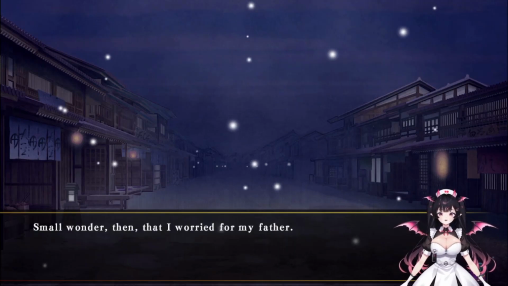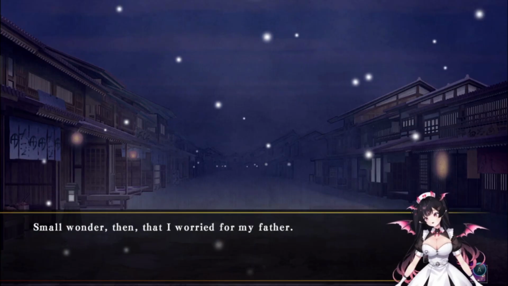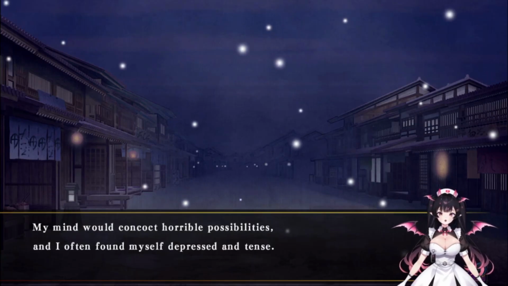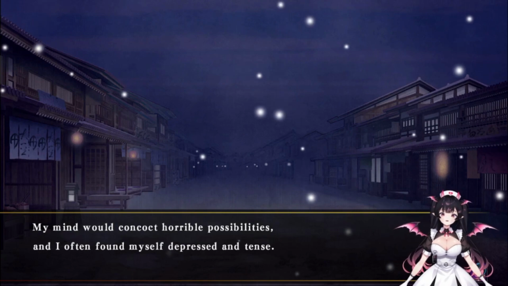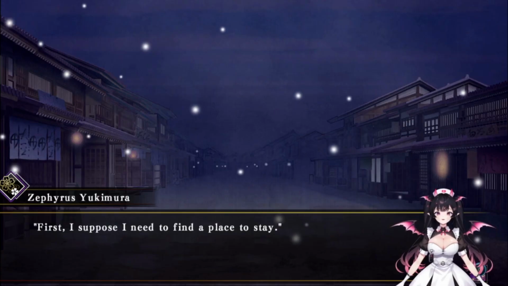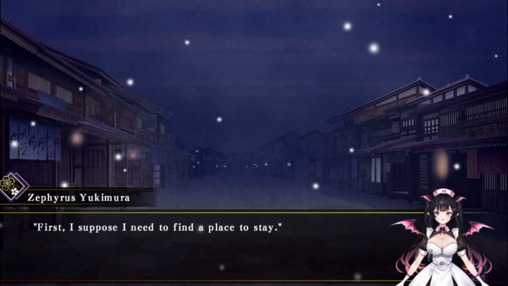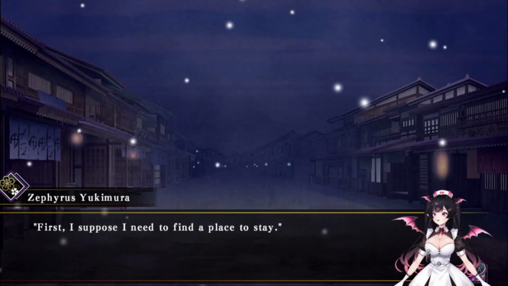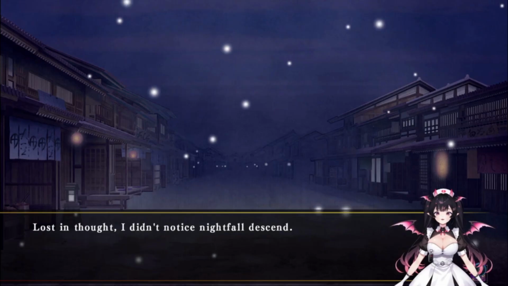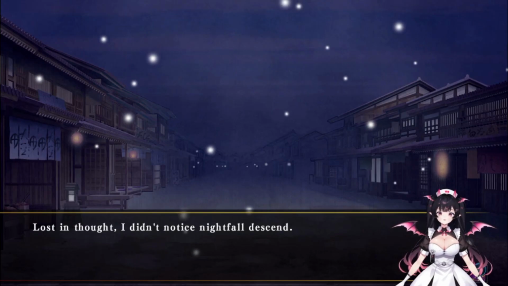Small wonder, then, that I worried for my father. Well, duh. My mind would concoct horrible possibilities, and I often found myself depressed and tense. First, I suppose I'd need to find a place to stay. Yeah, and the doctor won't help you. Lost in thought, I didn't notice nightfall descended. Oh, so you were just standing there like in the snow.